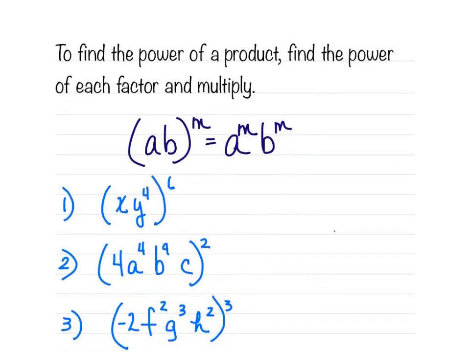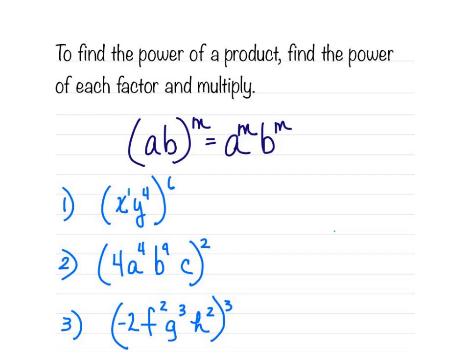To find the power of a product, find the power of each factor and then multiply. So the rule says that if I have ab and that product is being raised to the m power, it will equal a to the m times b to the m. Let's practice. Number 1, xy to the 4th, all of that raised to the 6th power.